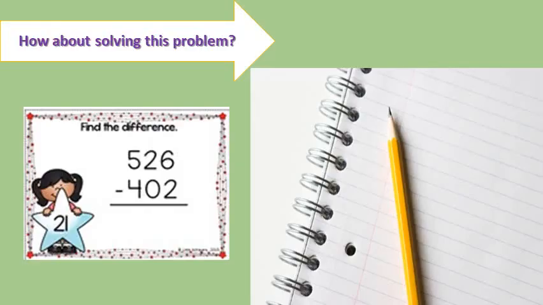Okay, grade 2, let's start our first challenge for today. And bring your paper and pencil, please, and write down 526 minus 402. I'm going to set my timer for 30 seconds only. Let's see who can do it on the timer or maybe before the timer. 3, 2, 1. Are you ready? Yes, so let's start.